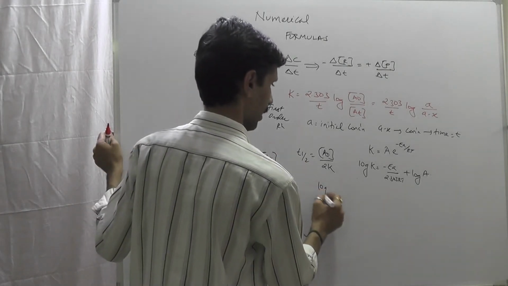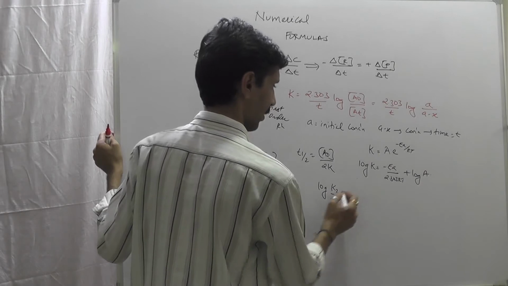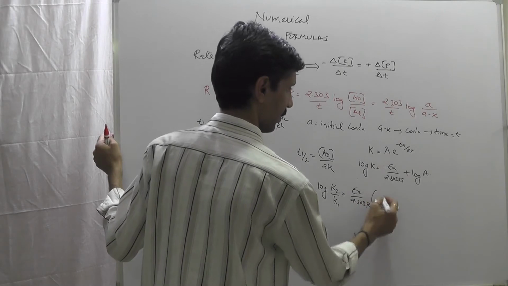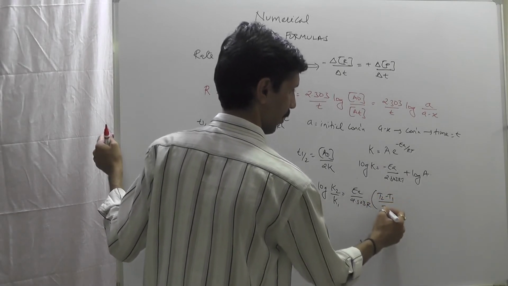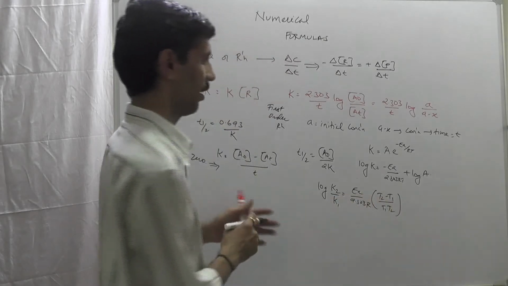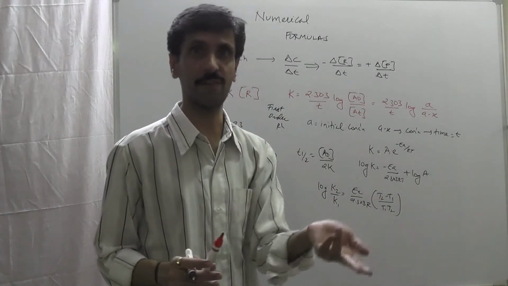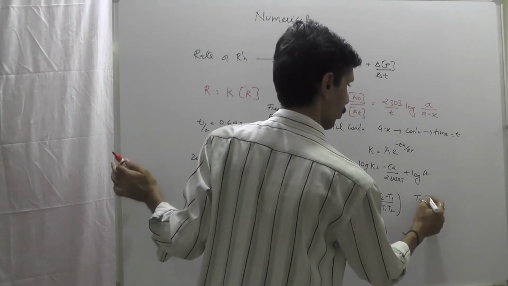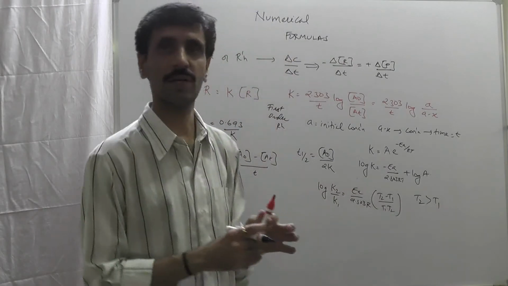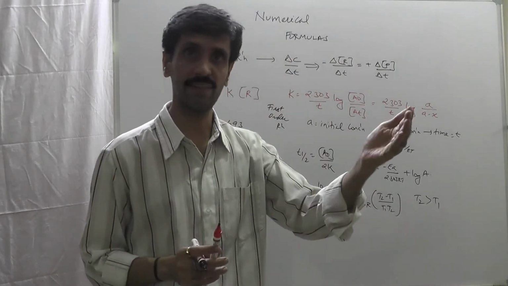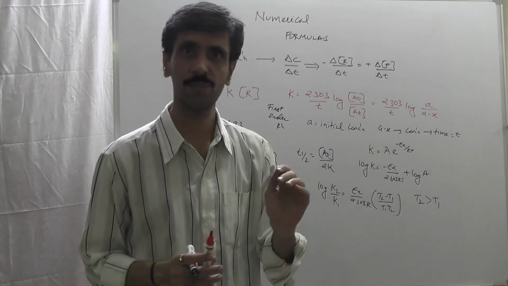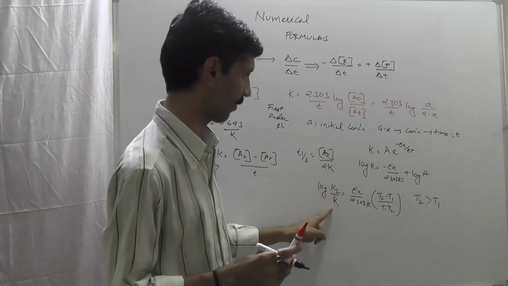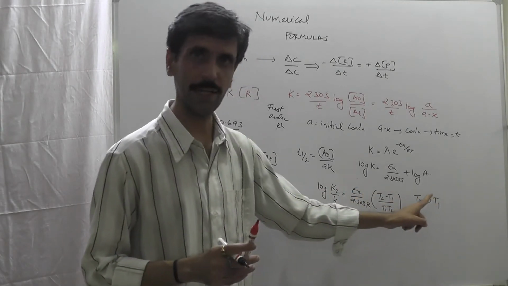Similarly, we can also say that log of K2 upon K1 is equal to EA upon 2.303 R, T2 minus T1 upon T1 into T2. Now here we are going for two different temperatures, T1 as well as T2. लेकिन यहाँ पे condition याद रखना दोस्तों कि T2 is going to be greater than that of what? T1. तो T2 मतलब higher temperature पे जो rate constant होगा that is K2, और lower temperature पे जो rate constant होगा that is K1. So that is K2 and K1 corresponding to the temperatures T2 and T1.